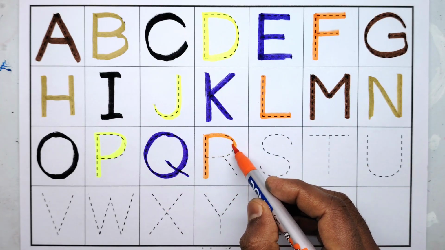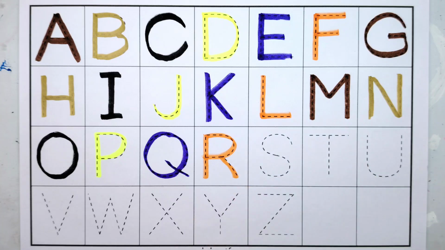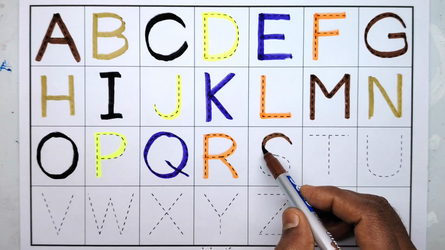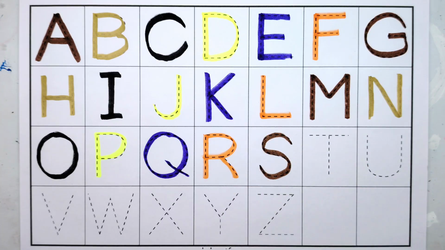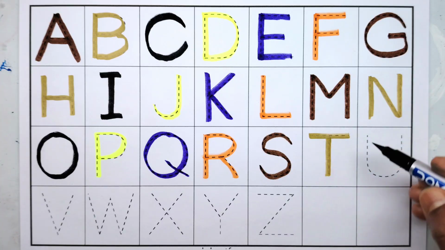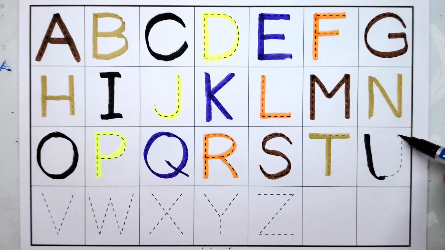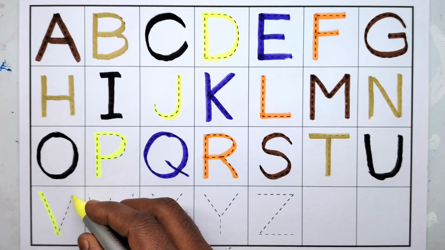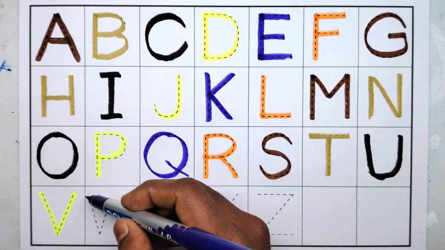R. R for rat. S. S for sheep. T. T for tiger. U. U for uniform. V. V for village.